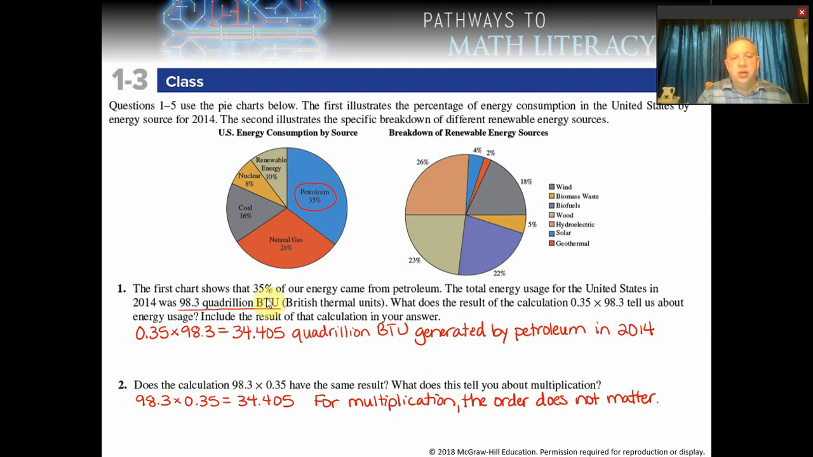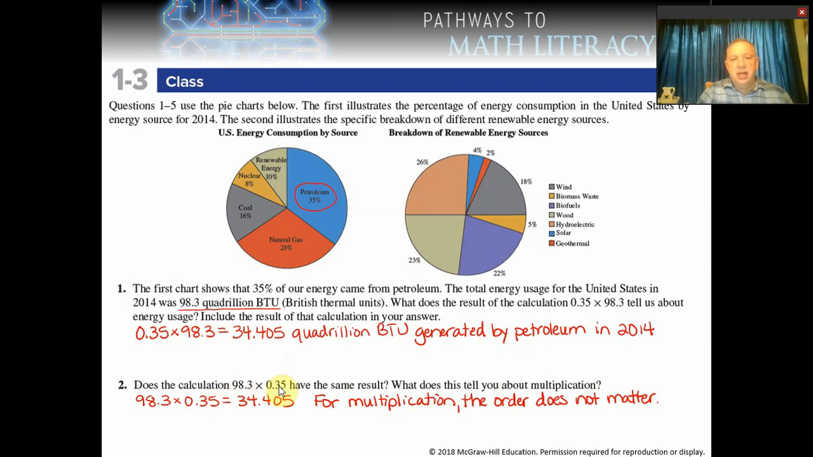So the first chart shows that 35% of our energy source came from petroleum. The total energy usage for the United States in 2014 was 98.3 quadrillion BTUs. What does the result of the calculation 0.35 times 98.3 tell us about energy usage? Include the result of that calculation in your answer. So 0.35 times 98.3 is 34.405 quadrillion BTUs generated by petroleum in 2014.